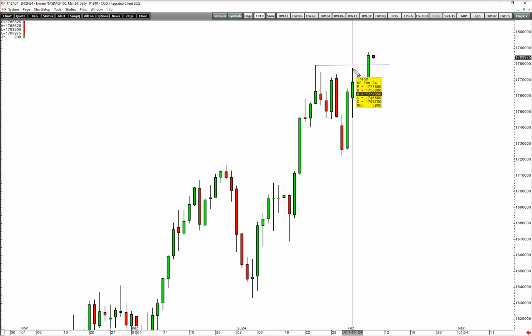You want to use the high of the mother bar, the high of the first bar in an inside bar sequence or a hoagie sequence. So again, we want to use this high, 17,775.50. That's as close as I'm going to get it.